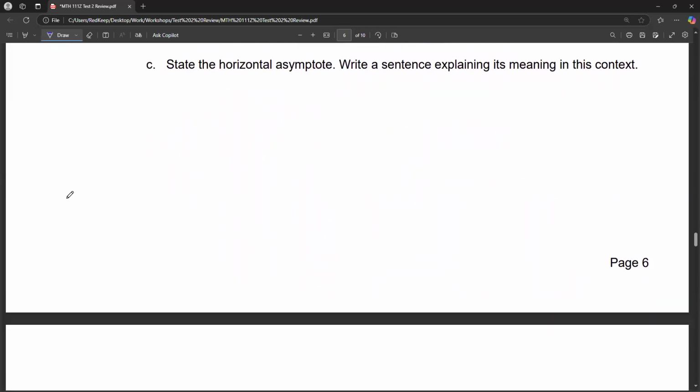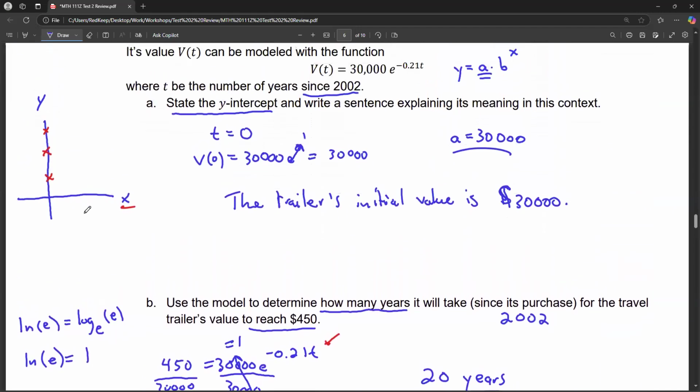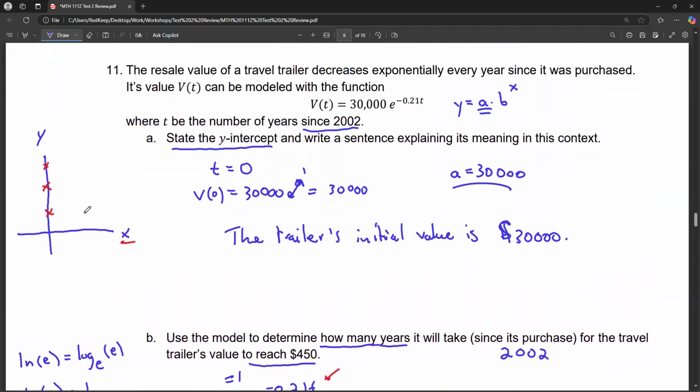Okay, so part C of this problem, right? We're asked to state the horizontal asymptote. Not only that, we need to write a sentence explaining its meaning in this context. So this is what I kind of was talking about earlier when we started this problem. If you remember, let me scroll back up. So one of the ways that we were solving question A is I was talking about kind of this parent function, right? This guy right here, right?